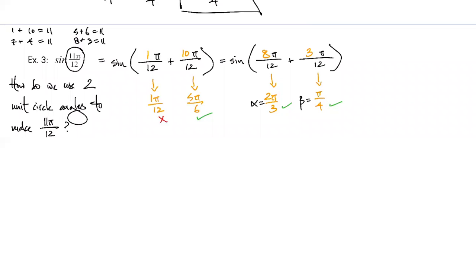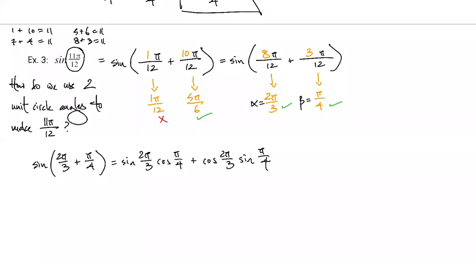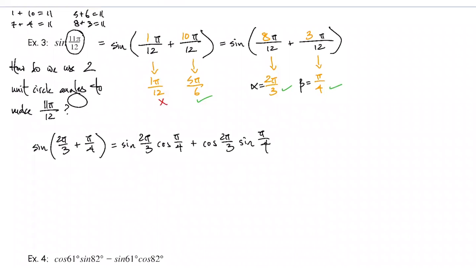All right, let's plug this into our formula. Hopefully we didn't forget that formula already. But really, we have sine of 2 pi over 3 plus pi over 4 is equal to sine 2 pi over 3 cosine pi over 4 plus cosine 2 pi over 3 sine pi over 4. And then turn the crank. Go to your unit circle, find the values, plug them in, simplify, okay?